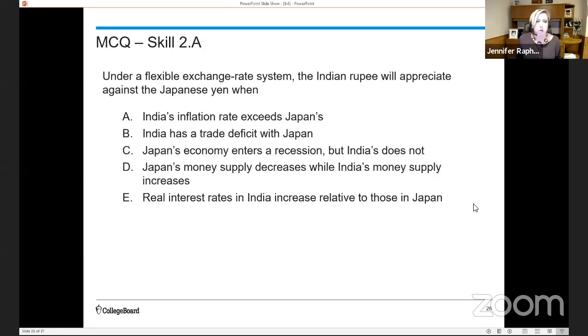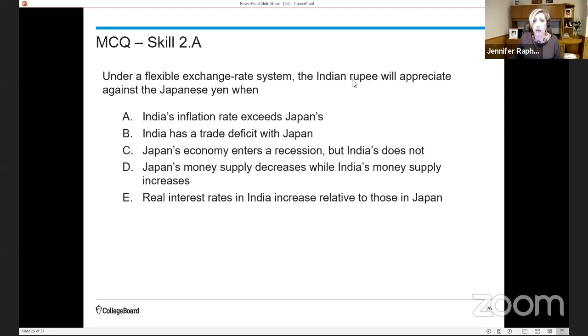Okay, so now this is a skill 2A question. Under a flexible exchange rate system, the Indian rupee will appreciate against the Japanese yen when? Now again, before you look at the answers, what would make the Indian rupee more valuable to people? Why would people want more Indian rupees? Because in order for it to appreciate, the demand for it is increasing, or the supply of it is decreasing.